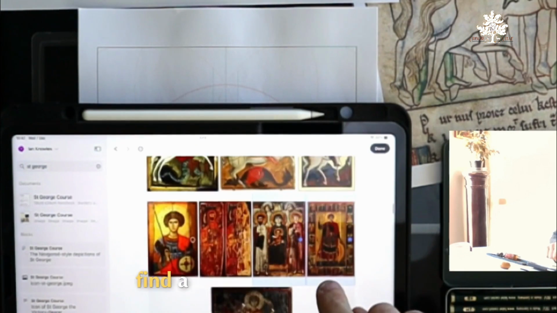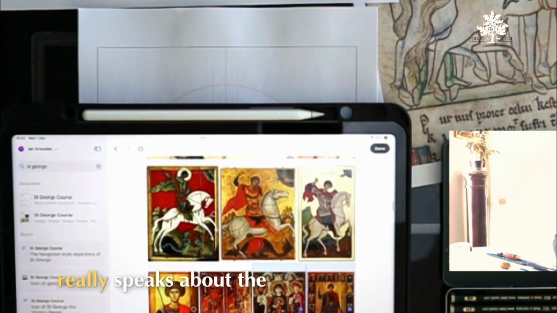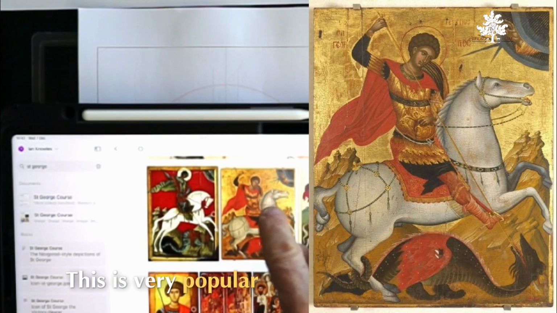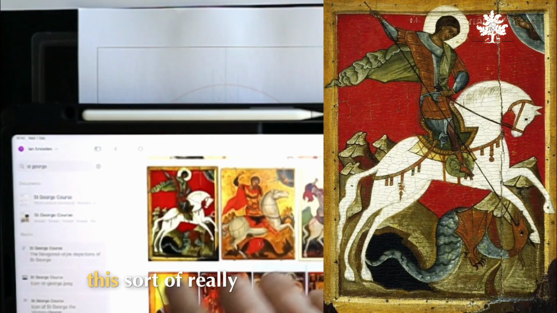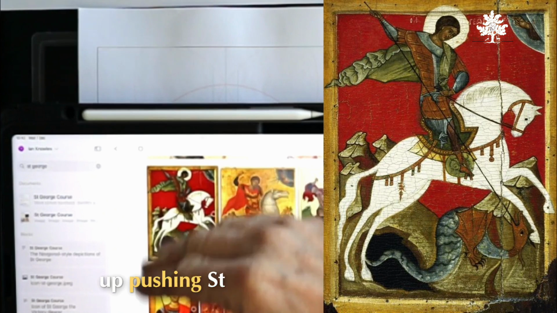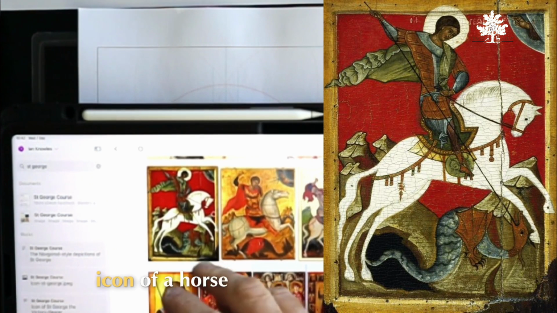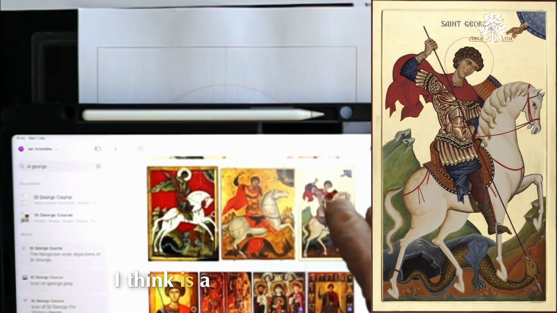But I need to find a model of a horse which I find really speaks about the character of the saint. This is very popular in a lot of icons, but I actually find the horse quite heavy and St. George quite heavy in the saddle, though you've got this drama of the raised arm. This one here with this sort of really arching horse, I think actually ends up pushing St. George out of the picture, so it's more an icon of a horse than of St. George. This one here, I think, is a better composition.